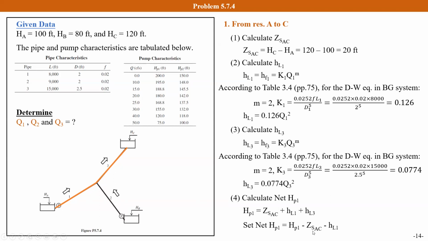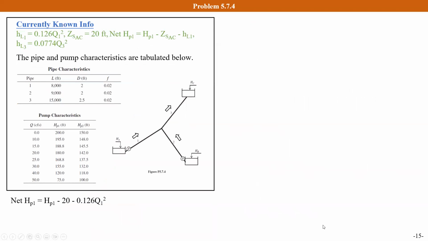So currently we have the value of the water rise and we use the flow rate to represent the head loss in pipe 1. If we bring this value or equation back to this one, we can get the net pump head equals the pump head 1 minus 20 minus 0.126 times Q1 to the power of 2.